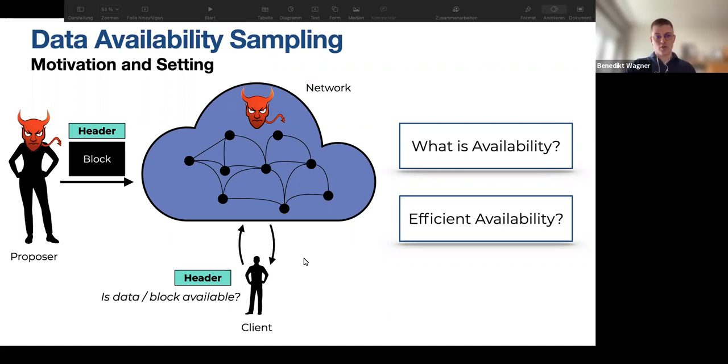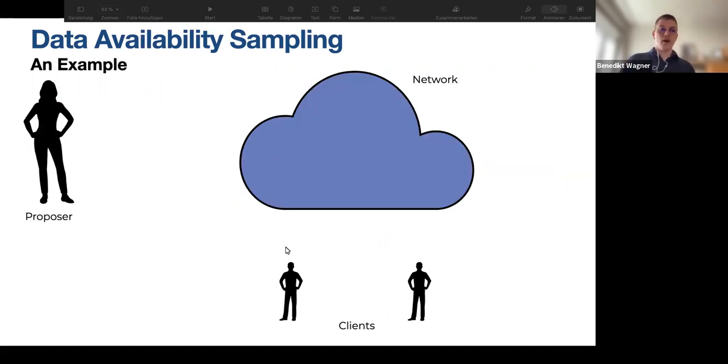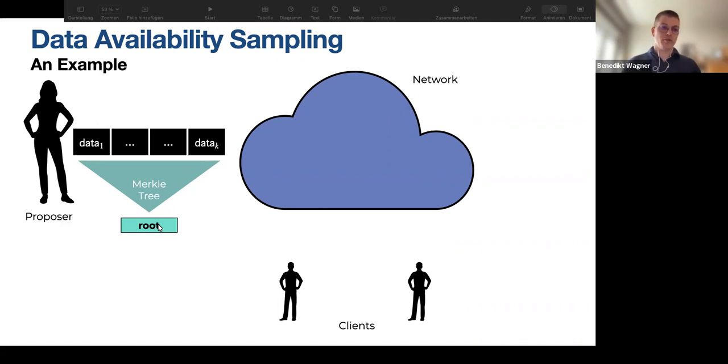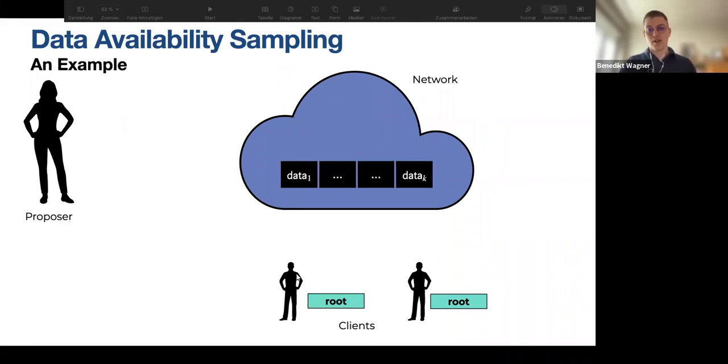I want to do this by looking at two example constructions. Again, let's say we have our proposer, Alice, we have the network, and now we have two clients. In general, we will have more than one client, and this is important to keep in mind. Alice has the data, and let's say this data is now k chunks of equal length, and now Alice wants to send it to the network. But before she does that, she commits to this data using a Merkle tree, which will give her a Merkle root, and that will be our header. The clients download this Merkle root, and the data is sent to the network.